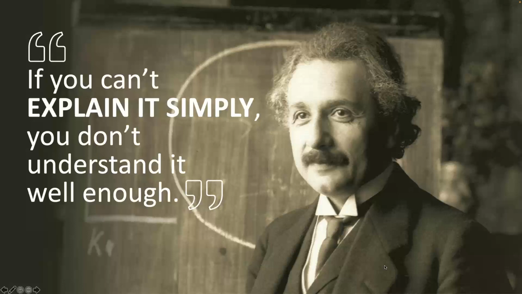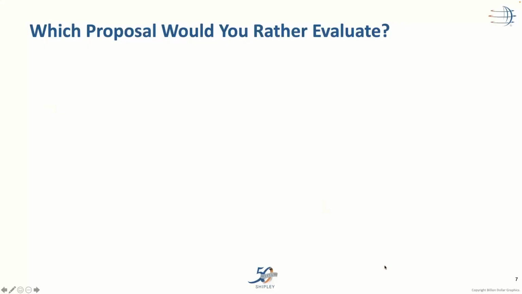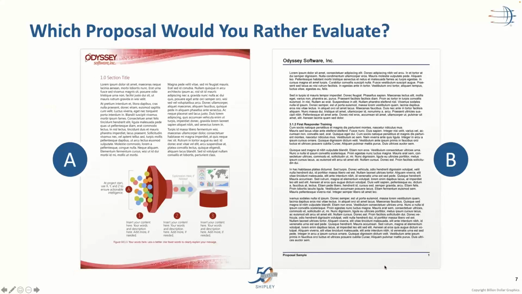Okay. So one of the secrets to all of this is empathizing with our evaluators, our decision makers, and the reviewers. For example, imagine you have 5 different proposals to evaluate, and each proposal is 100 pages. So that works out to a lot of stuff you have to review. Which proposal would you rather evaluate, A or B? Go ahead and type it into chat if you want to.